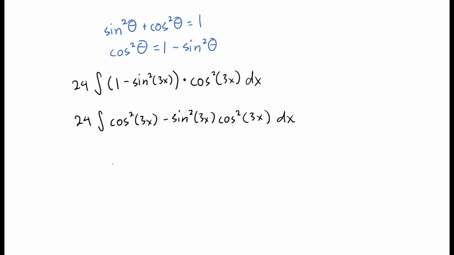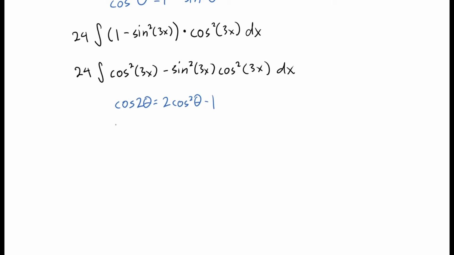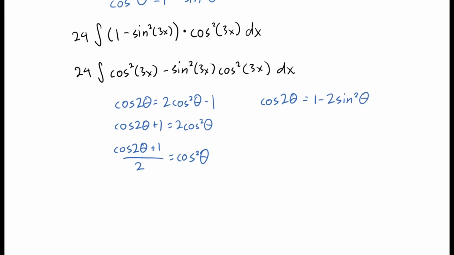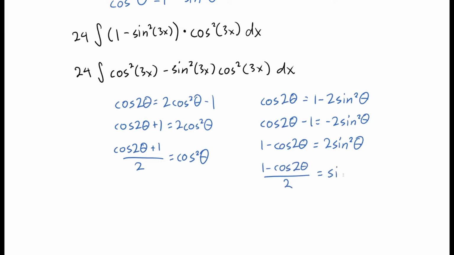So we can see we have cosine of 2 theta equals 2 times cosine squared of theta minus 1. And if we manipulate the equation, we can make it so that cosine of 2 theta plus 1 over 2 is cosine squared of theta. And then I'm going to do the same thing with the other identity, where it's cosine 2 theta equals 1 minus 2 sine squared theta. And then we do a little algebra, and it's 1 minus cosine 2 theta over 2 equals sine squared theta.